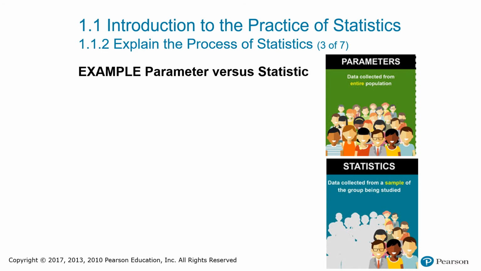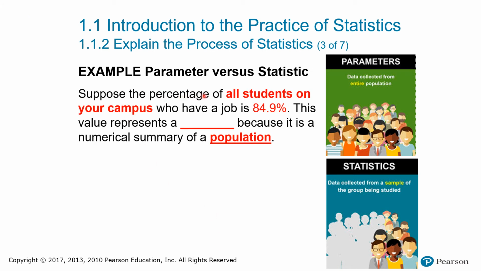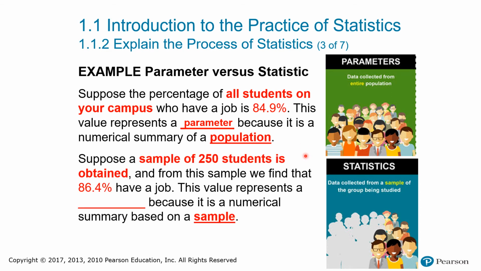Let's take a look at an example. Suppose the percentage of all students on your campus who have a job is 84.9%. This value represents a blank because it is a numerical study of a population. So our population, this is a population because it's all students on our campus. Well, we remember population, parameter. So 84.9% is a parameter.